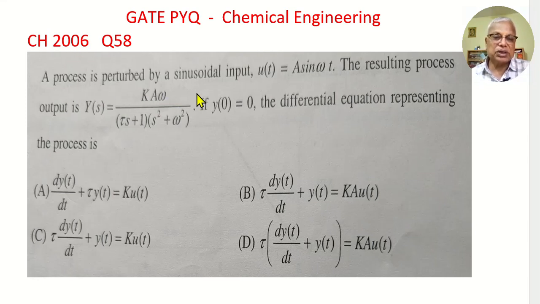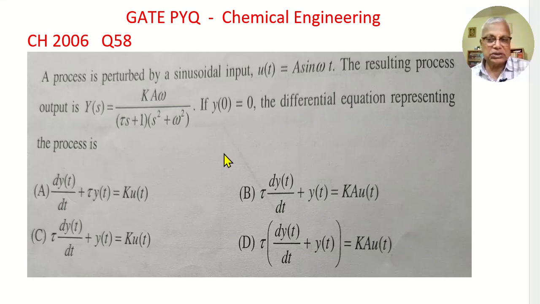A process is perturbed by a sinusoidal input u(t) = A sin(ωt). The resulting process output is Y(s) = KAω / ((τs + 1)(s² + ω²)). So this is the output given in terms of the Laplace transform variable Y(s). If y0 equal to 0, the 0 means initial deviation, the differential equation representing the process is one of these. So you have to find out the right answer.